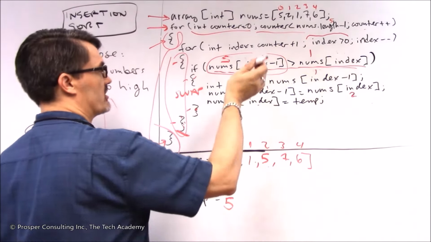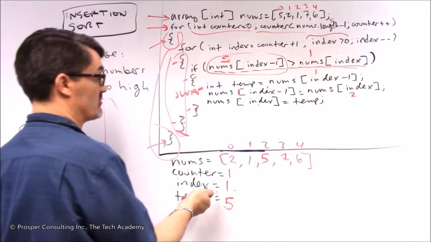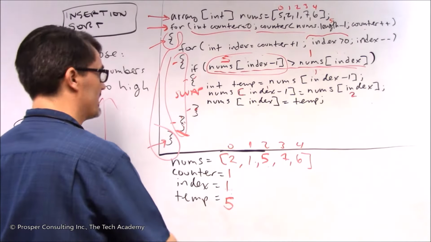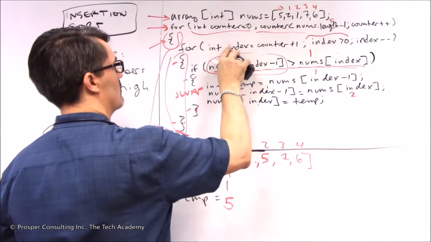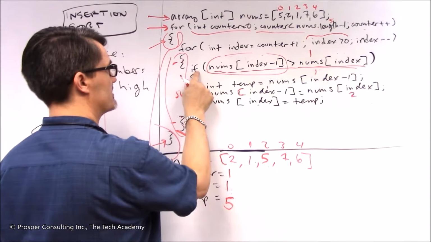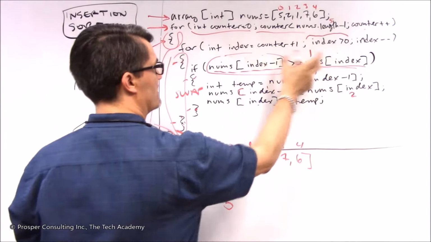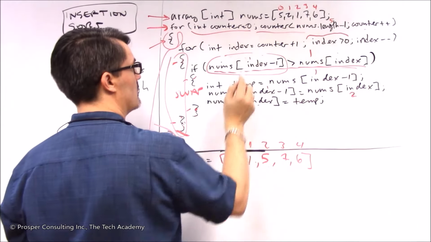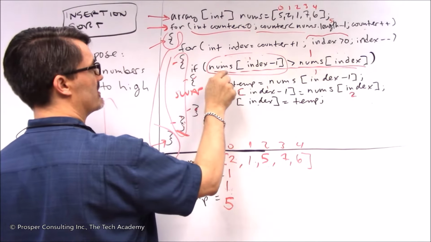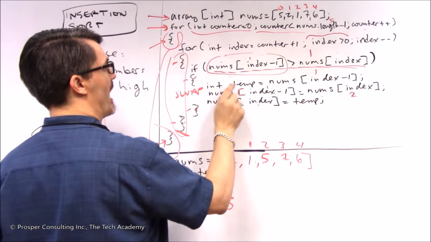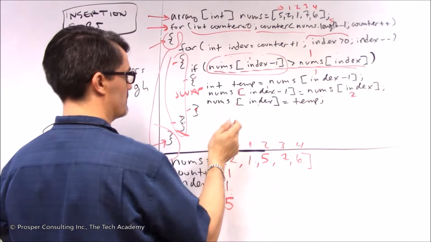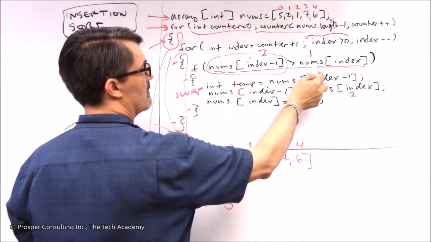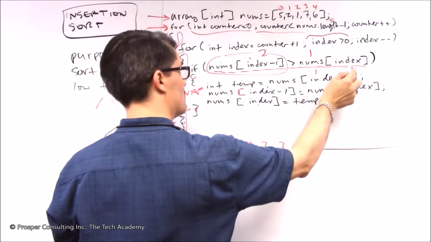Now we check our conditional. Is index greater than 0? Yeah, it's 1. We just set that. So we are going to execute this. What do we do in here? Well, we check our conditional because it's an if statement. Let's compare these two numbers. Index right now is equal to 1. So what's the value of the element of the array nums at position 0? It's 2. Is that greater than the value at position 1?